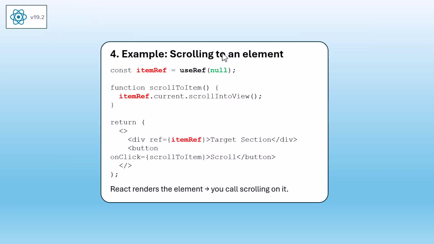4. Example: scrolling to an element. Another frequent scenario: you have a set of rendered items, for instance images or sections, and you want to scroll to a particular item when the user clicks something. You assign a ref to each of those items, and then when the user clicks a control you invoke scroll into view, or similar, on that node. This allows the UI to jump directly to the desired element, giving user control and interactivity beyond the standard rendering flow.